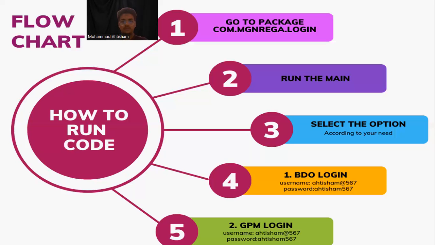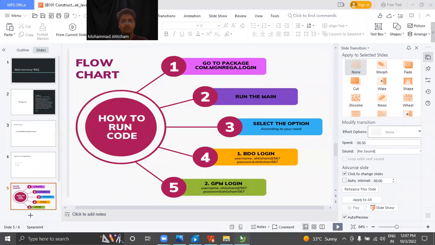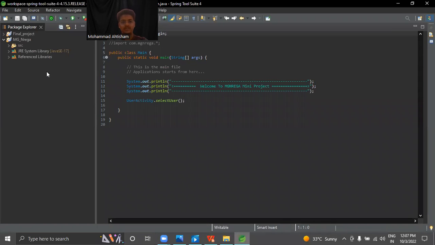Now I would like to explain how my project is working. So basically, this is my project. My project name is MNREGA, as I mentioned previously in the intro part. This is the SRC folder.